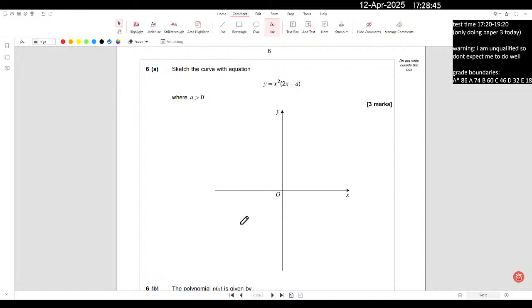Okay, so it looks something like this. Hopefully they don't really care that it looks horrible. I'm just going to draw it a bit like this. So this point here is 0, 0. This point here is, I believe, negative a over 2, 0. Do I need to label the turning point?